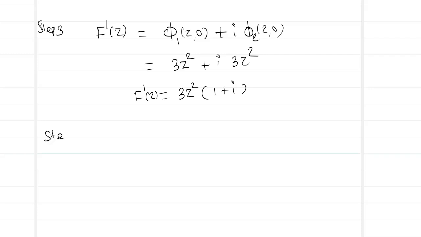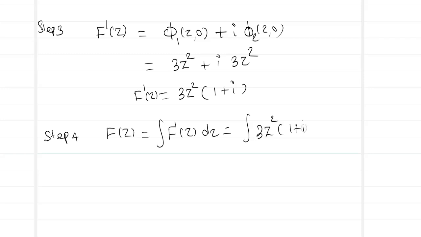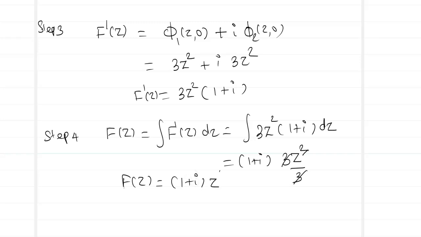What is going to be my step 4? My step 4 is computing capital F of z, which is obtained by the integral of F dash of z with respect to z. So this is nothing but the integral of 3z square times 1 plus i with respect to z. 1 plus i is a constant, take it outside. 3z square on integration gives you z cube divided by 3. 3 can be cancelled off. So my capital F of z is equal to 1 plus i times z cube.